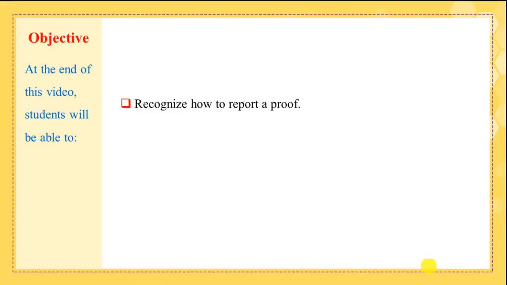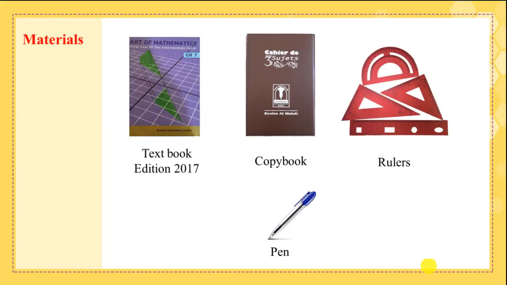Objective: at the end of this video, students will be able to recognize how to report a proof. Materials: textbook edition 2017, copybook, rulers, and a pen. How to report proofs. Activity 1.